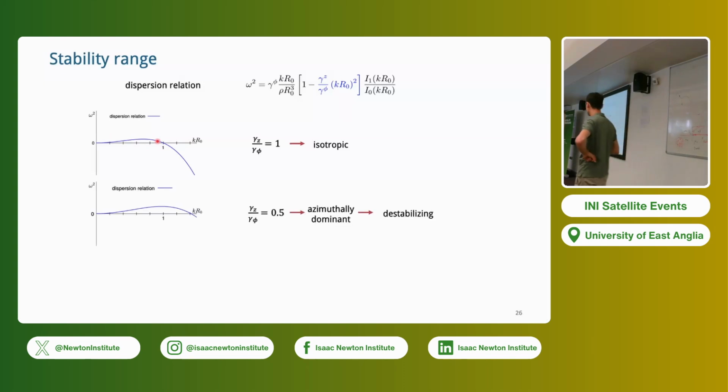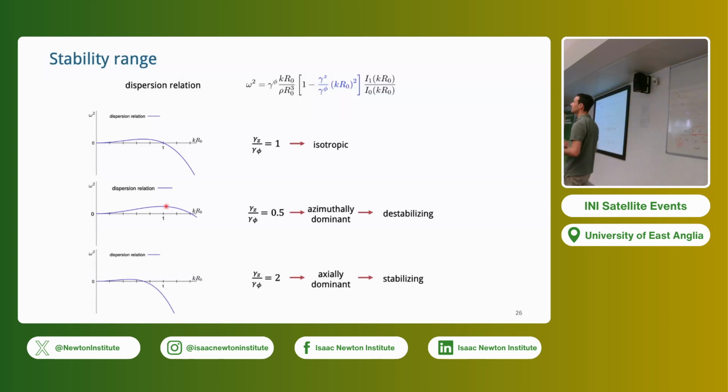And if you have a situation where the azimuthal stress is larger, so you're more contracting, you're extending the unstable region, so you're destabilizing the system. You get wavelengths which in the isotropic case would be stable, now they're not stable anymore. And the opposite, if you take the axial stress larger than the azimuthal stress, then the stability region grows. So it's a stabilizing effect.